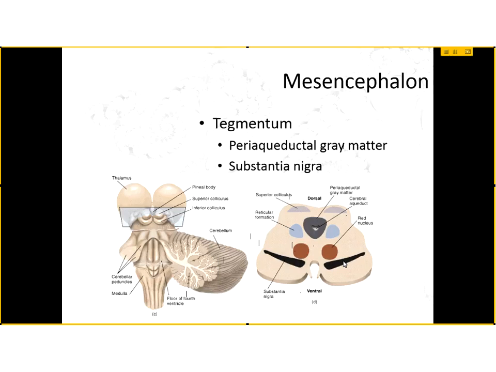He does a great job of portraying the motor deficits that you see with disruption or damage here to the substantia nigra, and some of the attempts to try to develop treatments for Parkinson's disease. So those are both found in the tegmentum that are part of the mesencephalon.